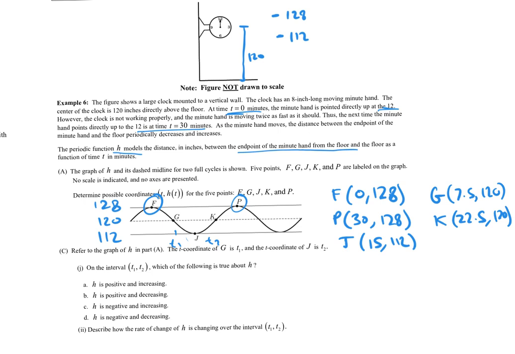H is the function of the height. Well, the heights are all positive, 128, 120, 112. So the function itself is positive, and the function itself is decreasing. It's going from 120 to 112, so that's B.